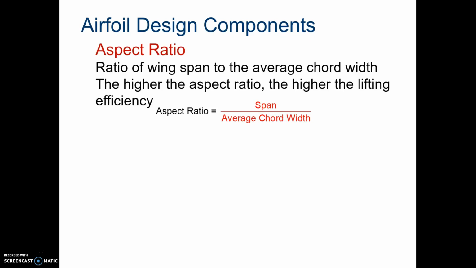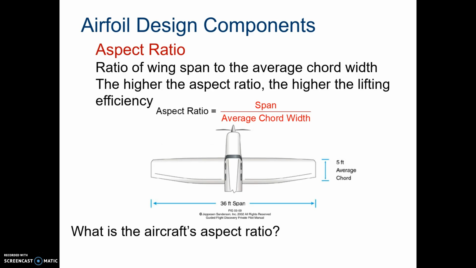Please go ahead and record this equation in your notebook. Talking about aspect ratio: the ratio of wingspan to the average chord width. The higher the aspect ratio, the higher the lift efficiency. So aspect ratio is span divided by average chord width. For this aircraft, our span is 36 feet, and the average chord is 5 feet. So we divide, the feet cancel, and our aspect ratio is 7.2.